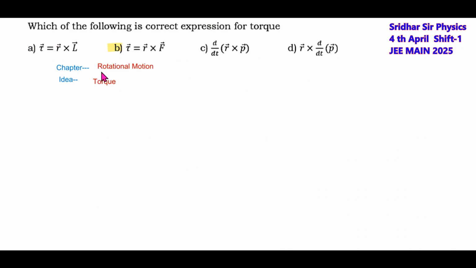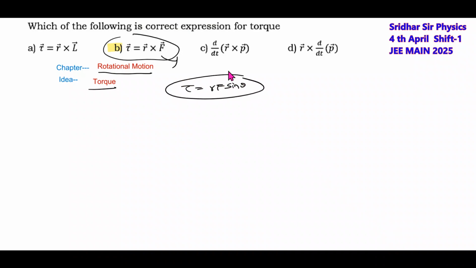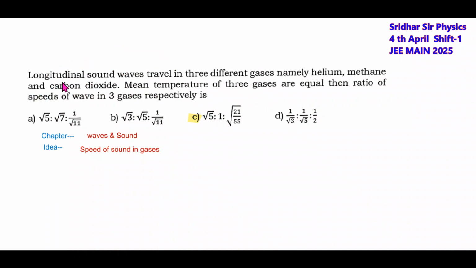The question is based on the chapter rotational motion. The idea of torque is there. I think there's a definition: torque equal to r cross F directly. Fine, so I need to discuss. There's a definition itself: torque equal to rF sine theta. We'll move to the next question.